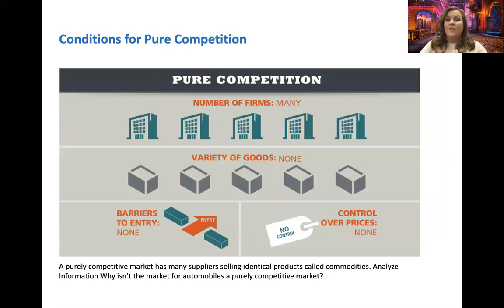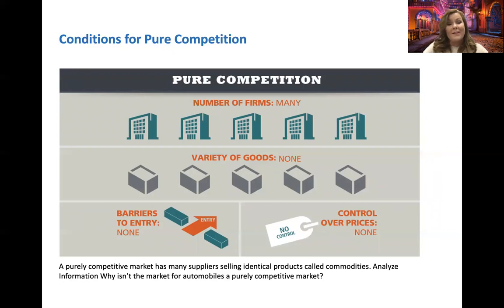Here we've got many firms making the exact same product. Exact same. There's no variety of it. No, it's one. There's not banana varieties. It's banana. You could argue apples have varieties. They do. They have different flavors. Broccoli is broccoli. Zucchini, zucchini. Barriers to entry, there are none.